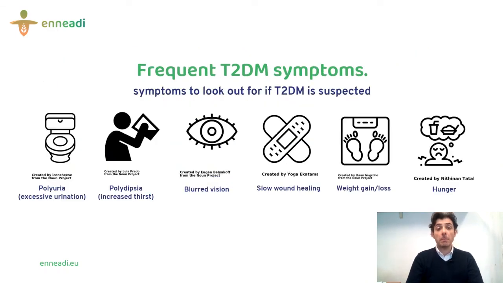There are, of course, some symptoms to look out for if type 2 diabetes is suspected. For example, polyuria, the excessive production of urine, is very frequent in a diabetic person, but also polydipsia, increased thirst, blurred vision, slow wound healing, weight loss or weight gain, and hunger. All these are symptoms of type 2 diabetes. So please look out for these symptoms if type 2 diabetes is suspected.